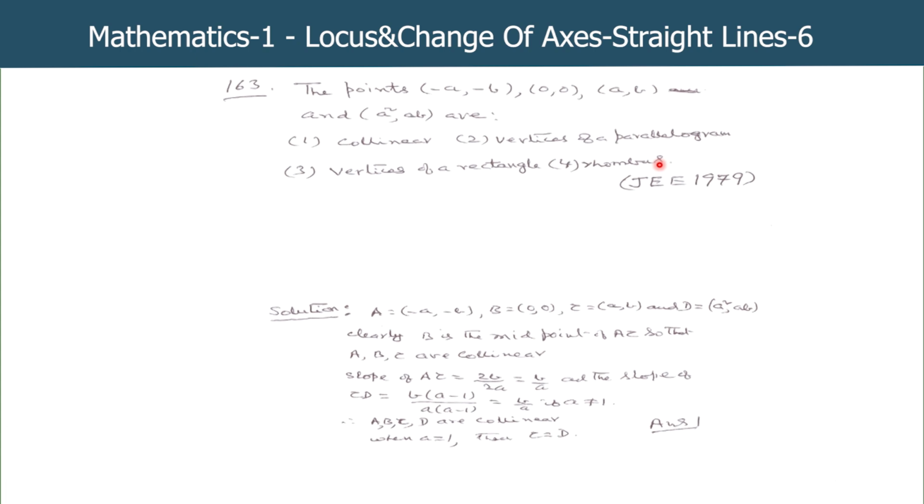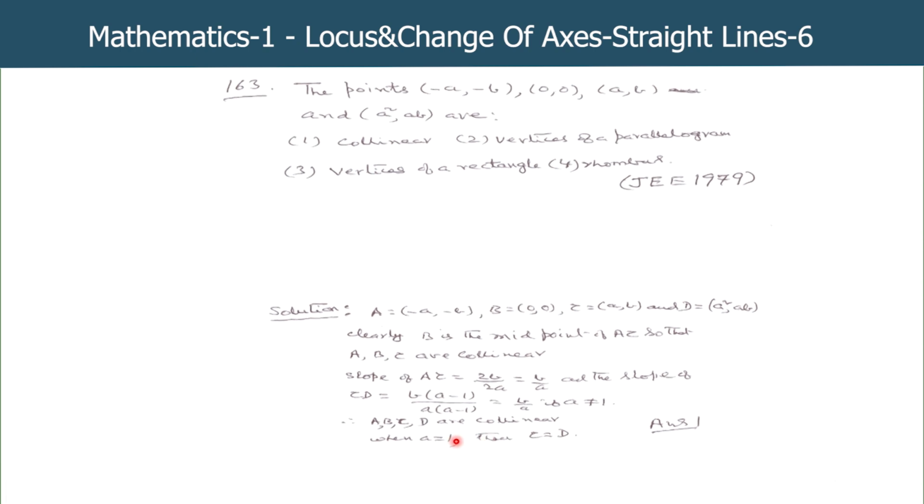Right. And you know that clearly B is the midpoint of AC, because see, A is minus A, minus B, C is A, B and B is 0, 0. So, B is the midpoint of AC. Therefore, A, B, C are collinear. And slope of AC is 2B by 2A, which is equal to B by A, and slope of CD is also B by A, and A not equal to 1.